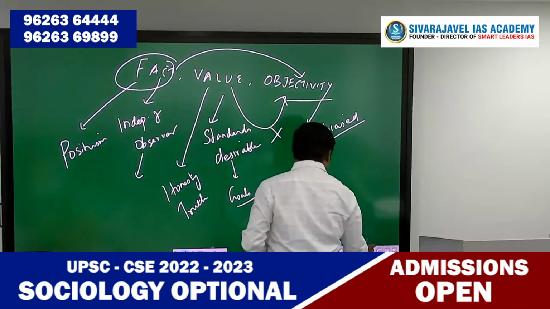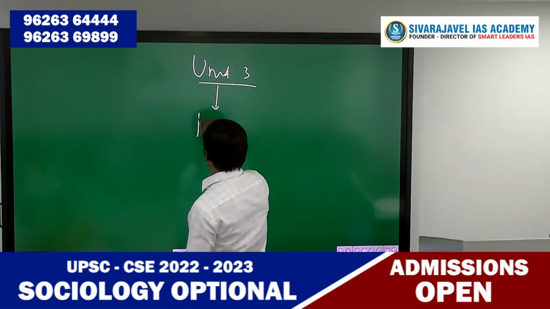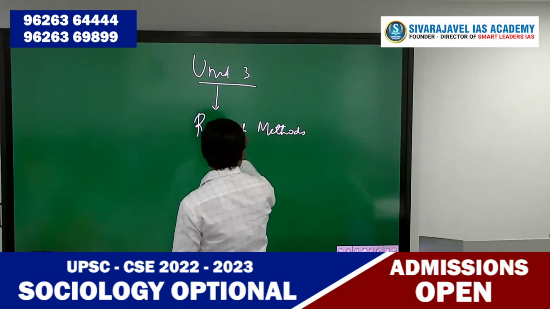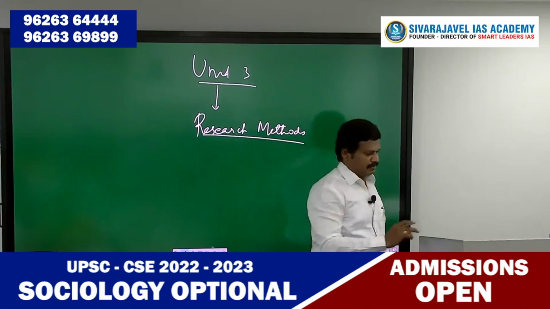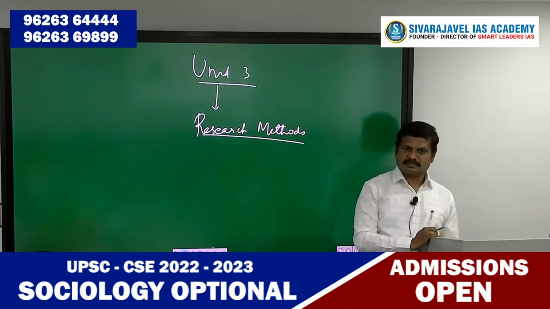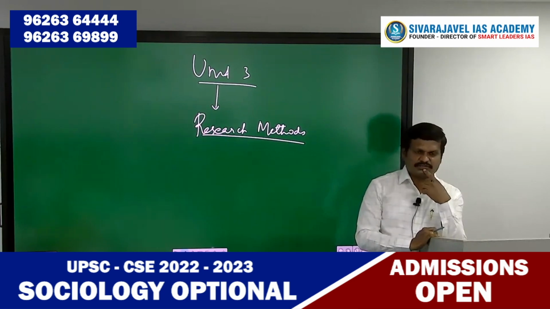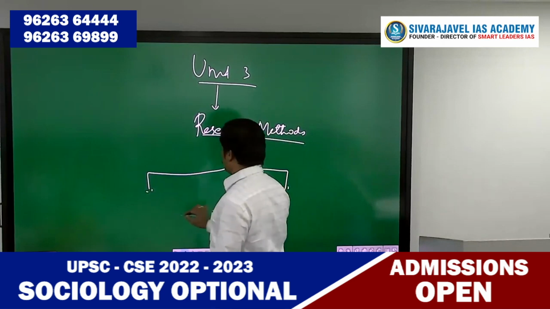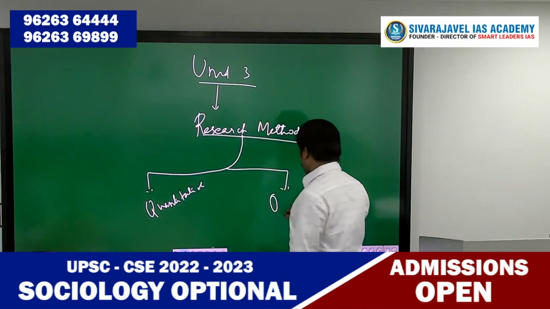Now come to the third unit. Research methods. So it's about how we are collecting the data about people. Because when you have to study society, you should collect the data. Which method, data collection method you will use? Broadly, there are two types of data collection methods. One is quantitative methods. Another is qualitative methods.